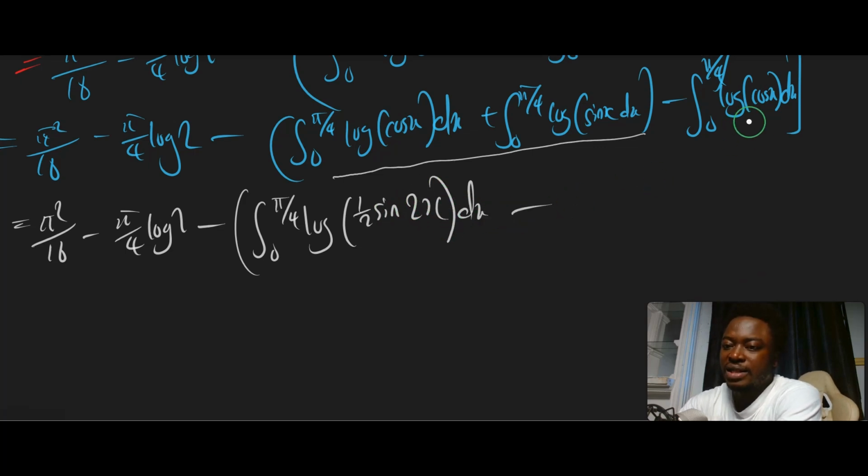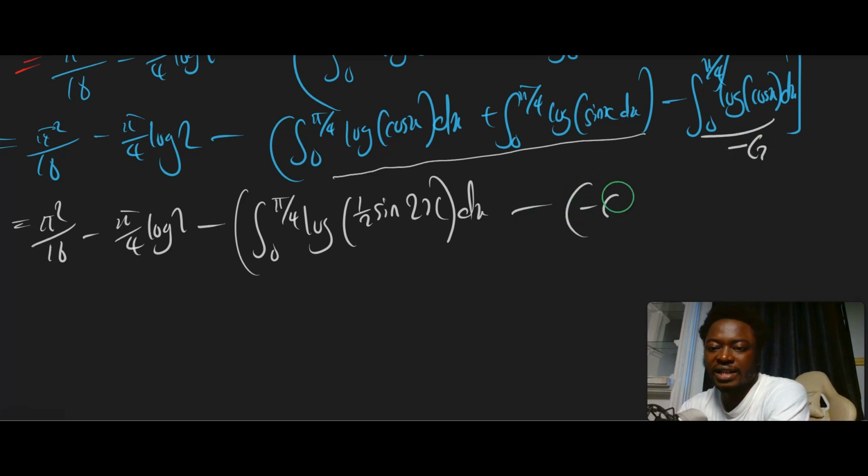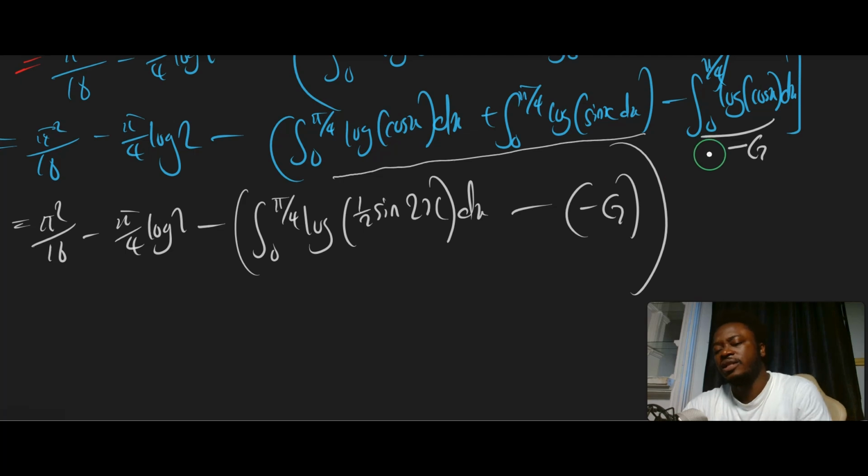Now this part, this is G. This is defined to be negative G. So you have a minus of negative G. Now why is this G Catalan's constant? This integral, okay, this is tan x. This integral is well known in the literature. It's just Catalan's constant G. If you use the Fourier series for tan x, it's a very established integral.